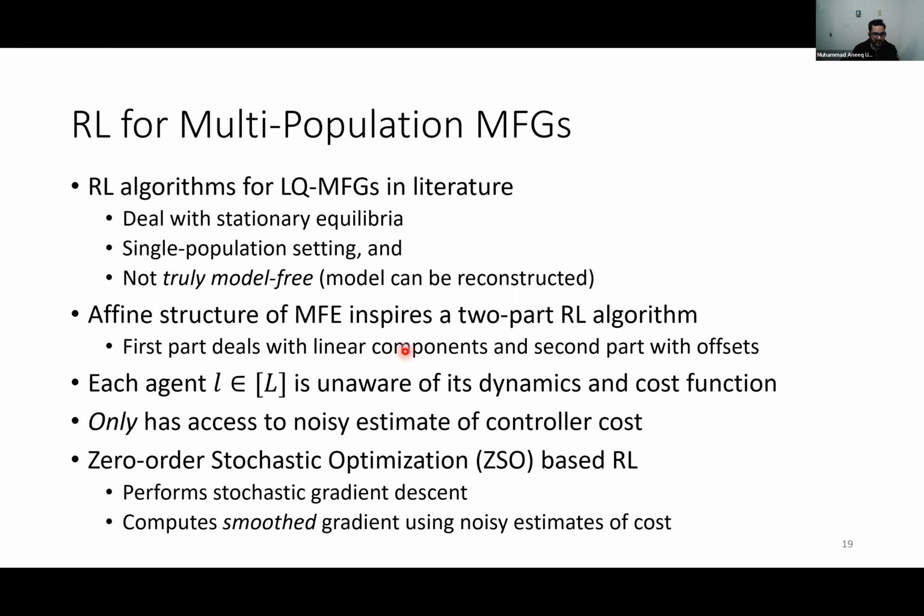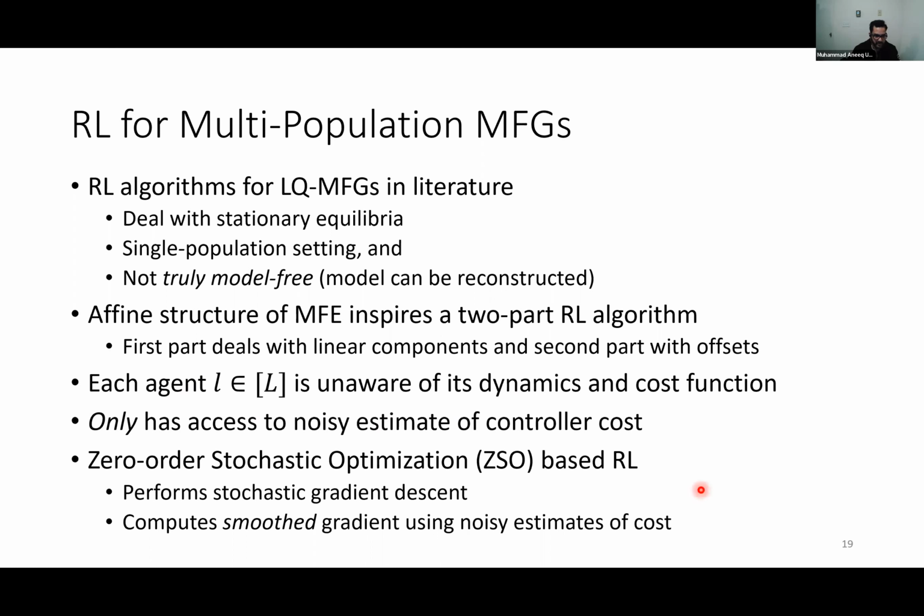So the affine structure of the mean field equilibria that we just proved inspires a two-part RL algorithm. The first part is pretty intuitive: it deals with approximating the linear components, and the second part deals with approximating the offsets. There's a slight intuition in this kind of two-part structure, and I will explain it later. There is one agent L for each population, and it is unaware of its dynamics and cost function, and the agent only has access to a noisy estimate of the controller cost.